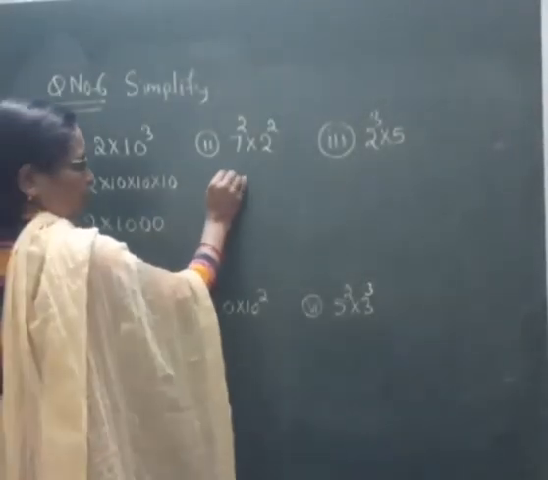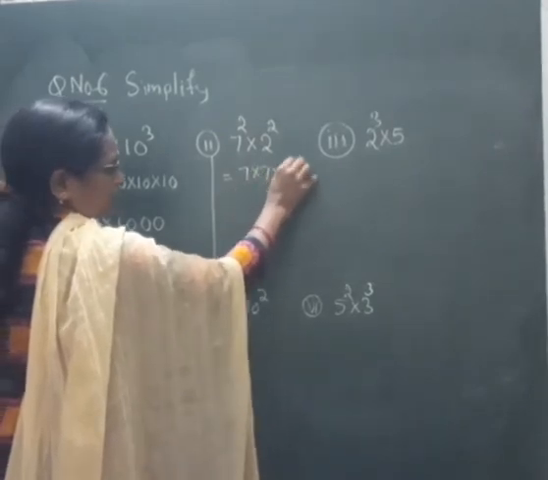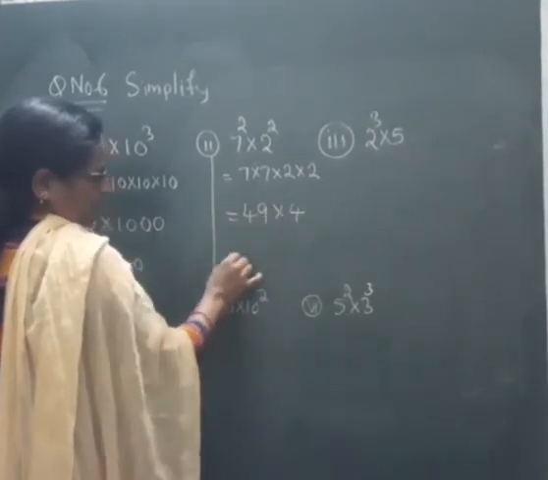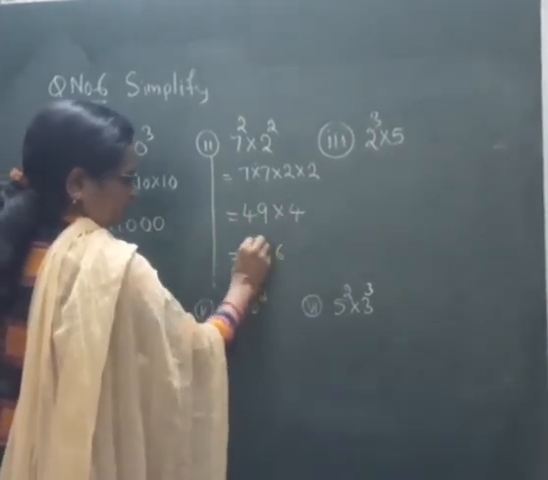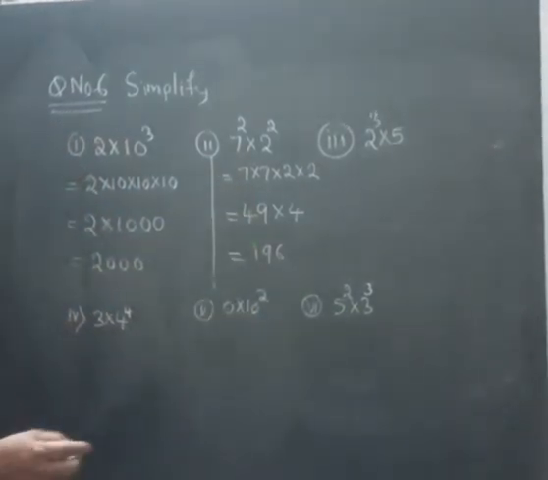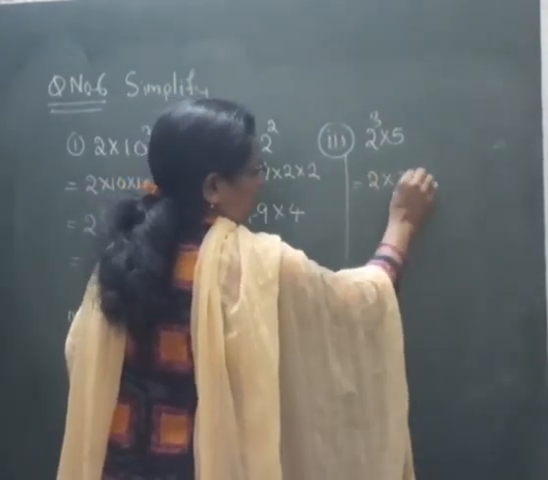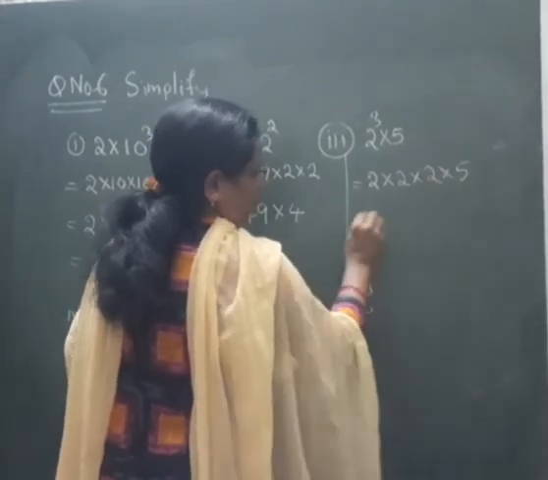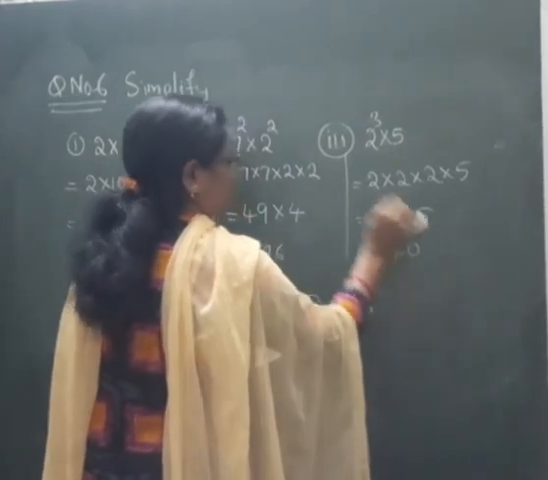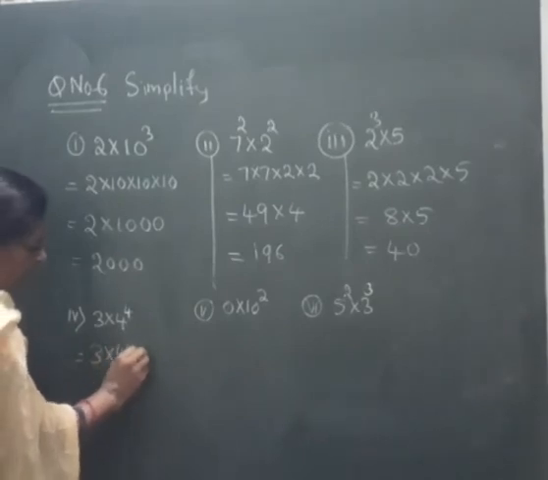Now here 7 squared is there. 7 into 7, 2 into 2. 7 sevens are 49, 2 twos are 4. Multiply these two: 49 fours are 196. Okay. And here 2 raised to 3 means we have to write 2 three times, then into 5. 2 twos are 4, 4 twos are 8, 8 fives are 40.